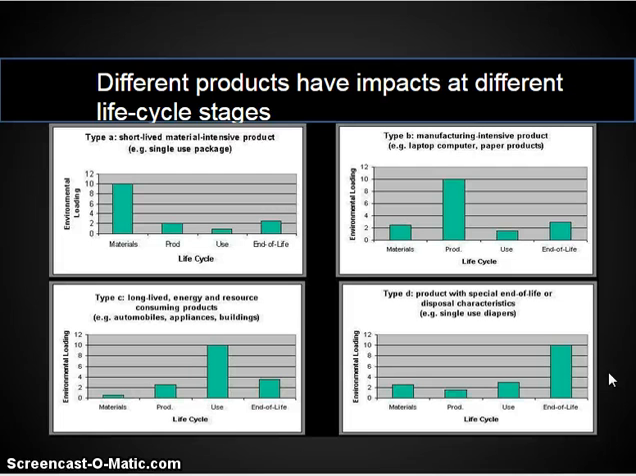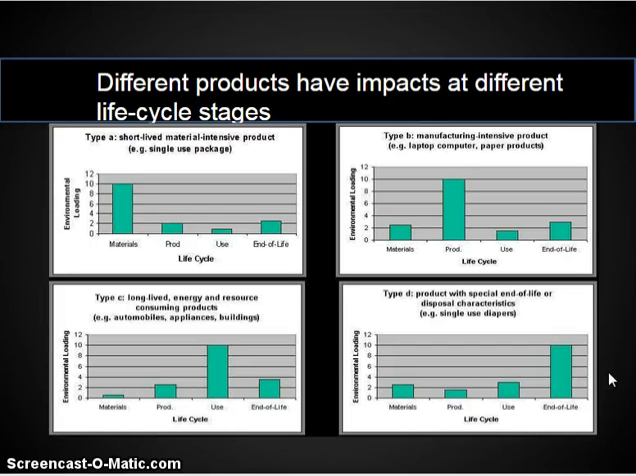There's different types of products that have different impacts. If you look at the four categories: materials, production, use, and end of life. If you have a single-use package, for example, it takes a lot of materials, very little cost and very little impact on the production or on the use, because pretty much you just open it up and that's it. End of life, I would argue, should be a little bit higher, because there's a lot of garbage from this packaging that's just one-time deals.